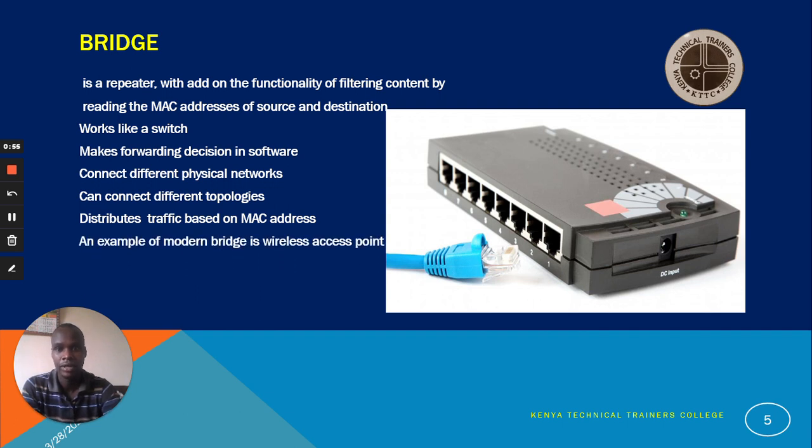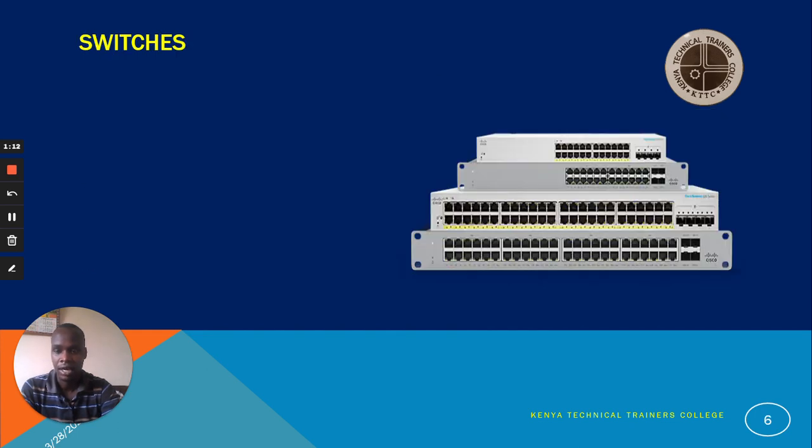An example of a modern bridge is a wireless access point, where it converts from a wired network to a wireless one for easy access by many physical devices or endpoint devices. A bridge is wired Ethernet to wireless. And now let's look at switches.